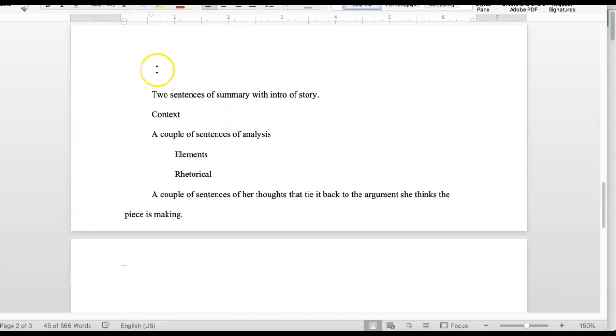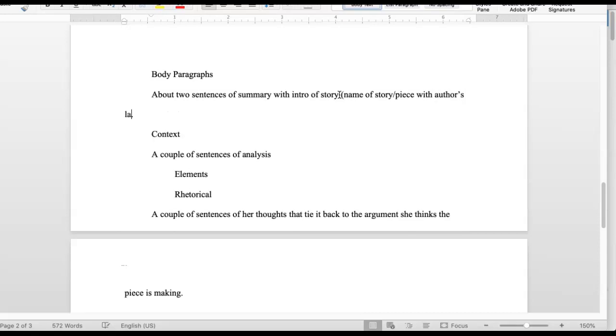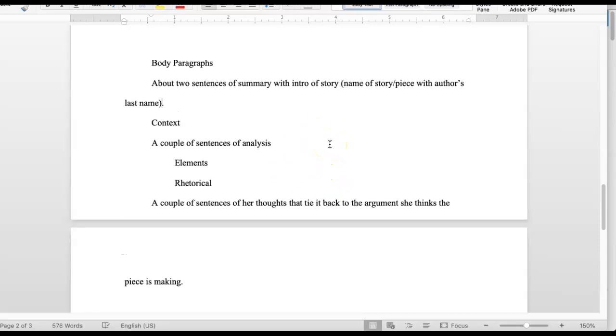So here's another look at this. So this is what the body paragraphs look like, and body usually gives people the most work. So that's why I'm kind of breaking this down. The body paragraphs, you have about 2 sentences of summary with an intro to the story. And by intro, I mean, right? That's what I mean. The name of the story, the piece with the author's last name.